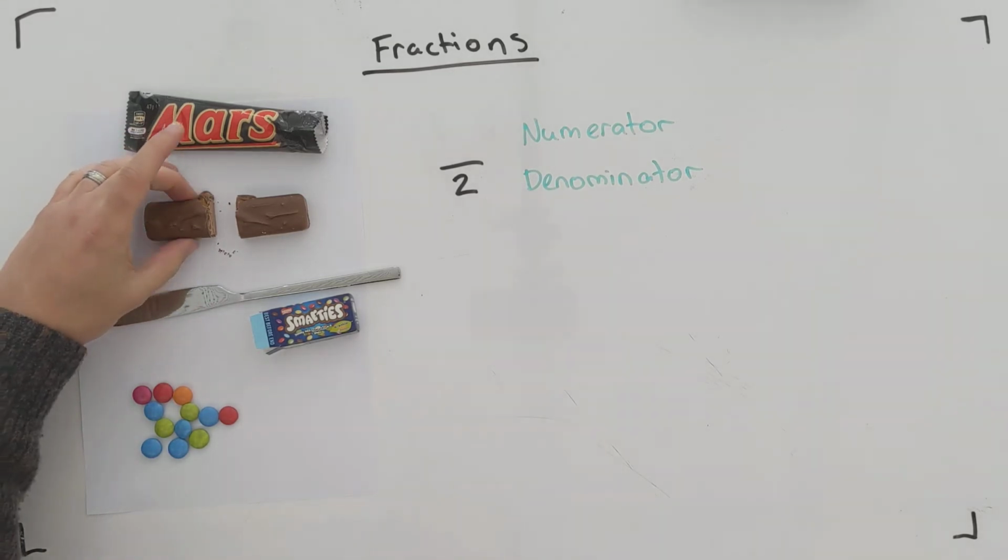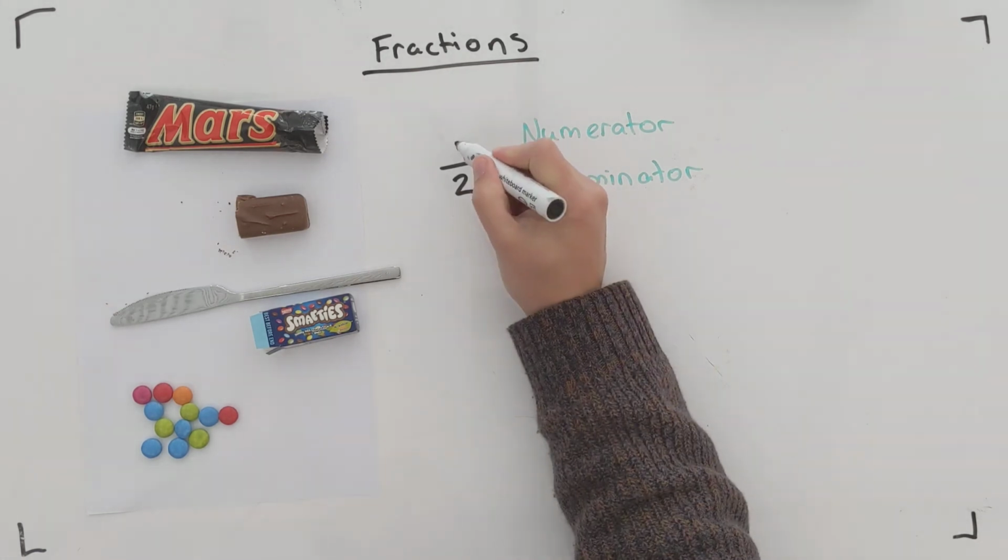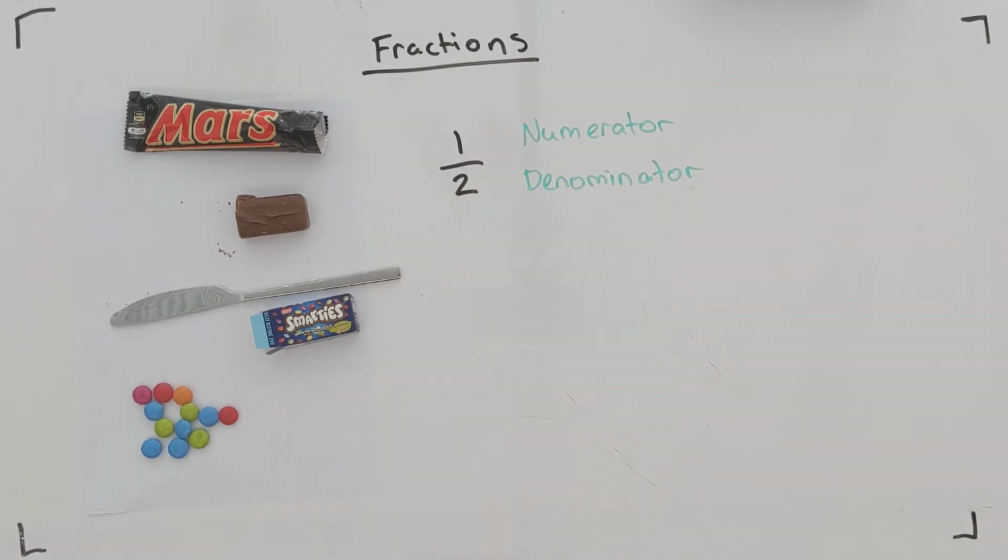Hey, I'm feeling a little bit peckish. Thanks. I'll eat that half a Mars bar. So now, if the question was, how much Mars bar do we have left? Or how much did Mr. M eat? Well, we have 1 out of 2 pieces, or a half, of the Mars bar left over.